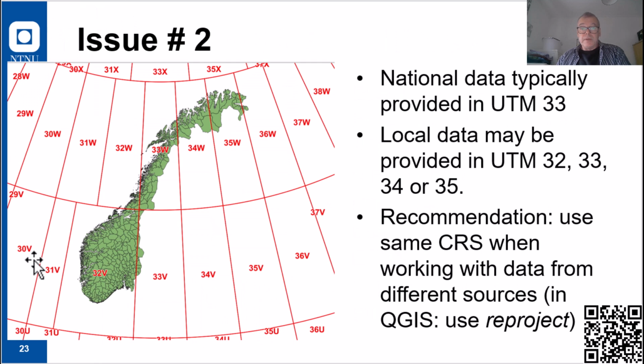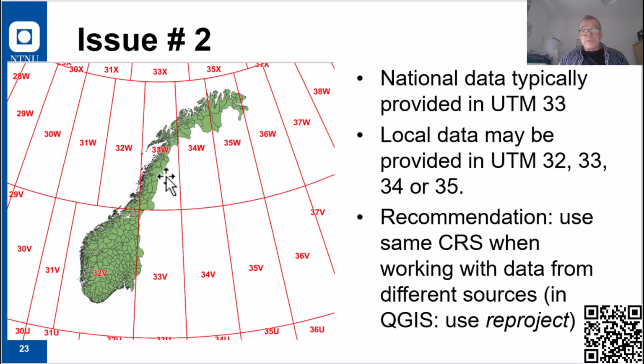The second issue is that in Norway, when we have national data, these are typically provided in UTM 33. But this is actually a compromise, as Norway is a country with a huge west-east extension. So if you, for instance, are working with data in the southwestern part of Norway, or in the northern part of Norway, you have a different UTM zone than 33.